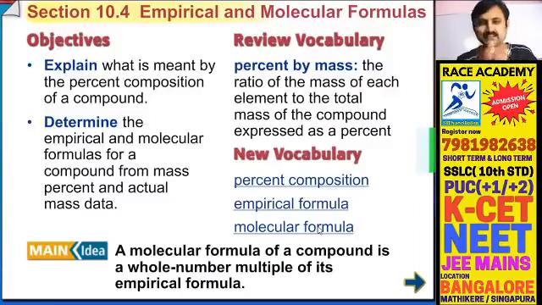So the main idea in this one is that the molecular formula of a compound is a whole number multiple of its empirical formula. The empirical formula is the simplest formula. So if you know the empirical formula, you can find the molecular formula. First we will discuss percent composition, then the empirical formula, and after that the molecular formula in this session.